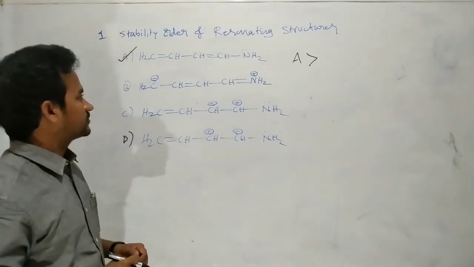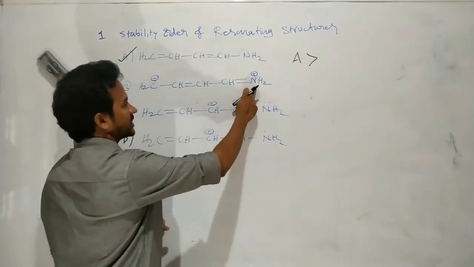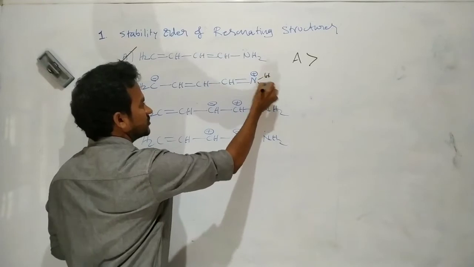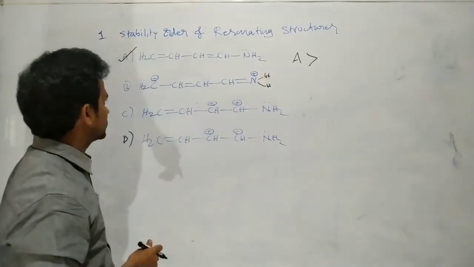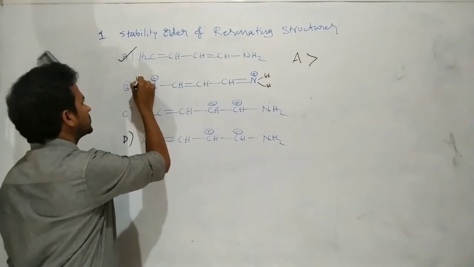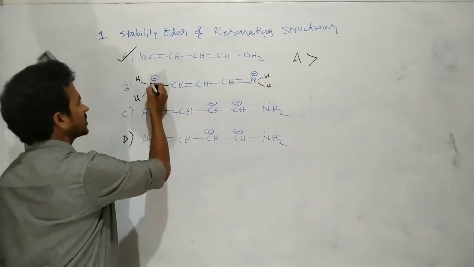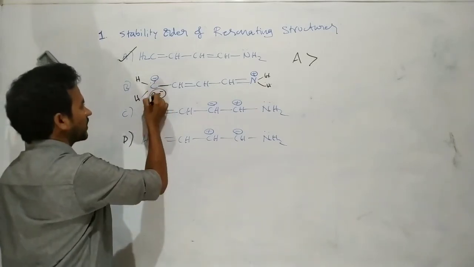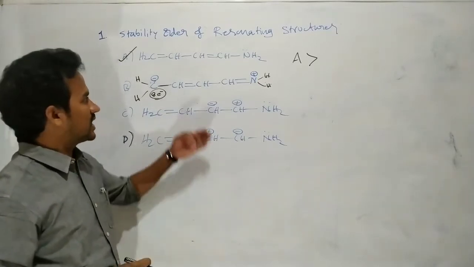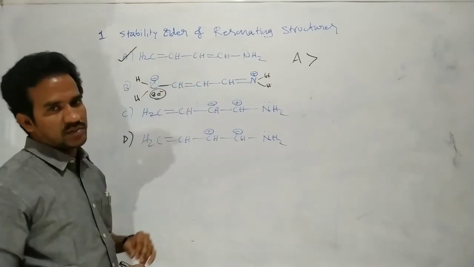Here in the second one, there is an octet configuration. Around the nitrogen, 4 bonds are there. Here also 2 CH bonds, 2 CH bonds, a CC bond, and 2 electrons, so 8 electrons totally. That means every atom has an octet configuration. But it is a charged one, and the neutral one is more stable, so the charged one is secondly stable.